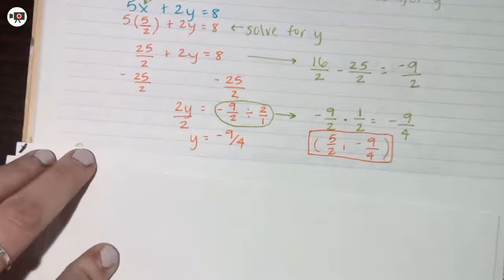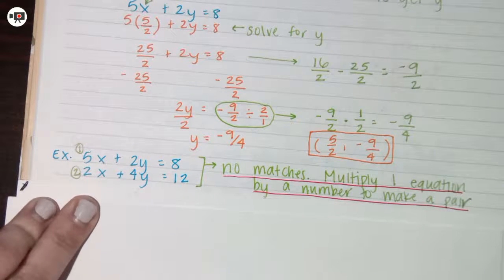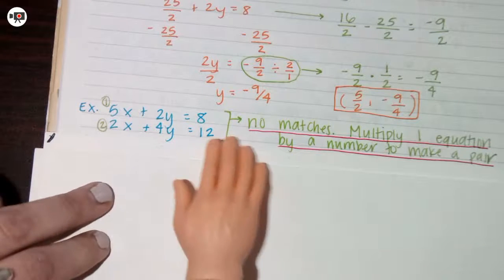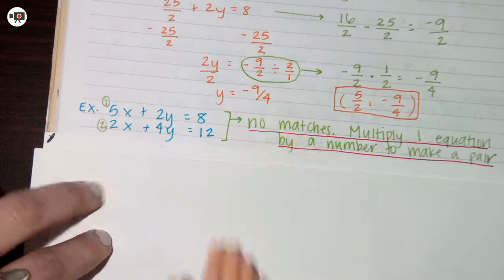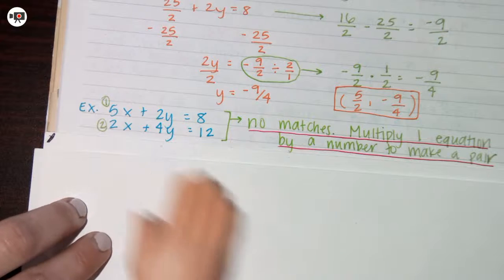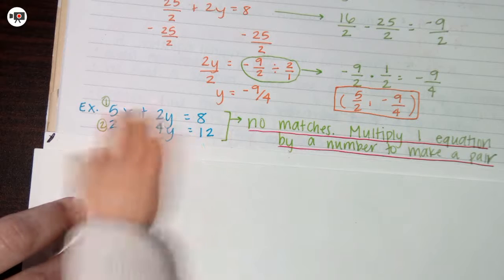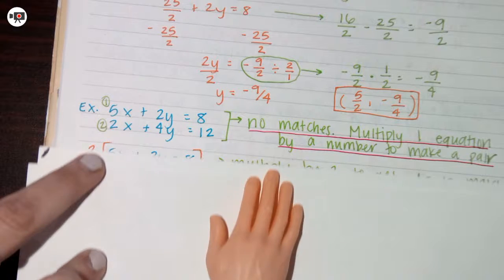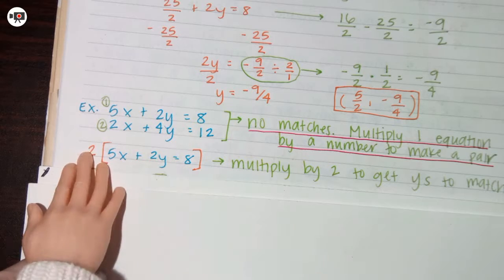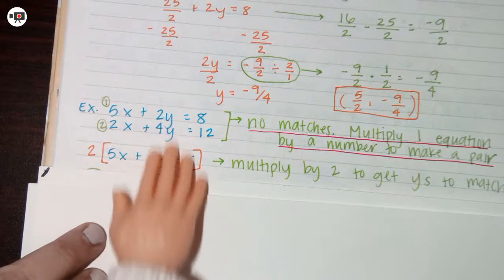Now let's look at a different kind of example, one where we don't have any matches. So here I don't have any matches, so I can't just jump into adding or subtracting my equations. I have to multiply one of them by a number to make a pair. So I need to make a match from here. So I'm going to take this first equation and multiply it by 2, because then I'll have 4y and 4y. And I'll have a match in the y's.